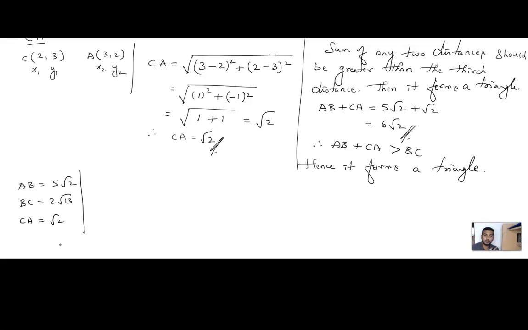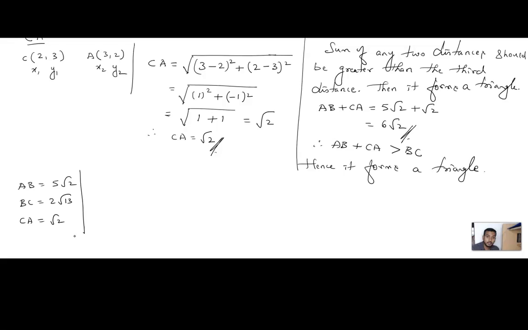No. If all the three sides are equal, then we can say it is an equilateral triangle. Remember this: if all the three sides are equal, then it is an equilateral triangle. If any two sides are equal, then it is an isosceles triangle. If all the three sides are different or unequal, completely different, then it is a scalene triangle. Here it looks like a scalene triangle because all the three sides are different, right? Yes, it is a scalene triangle.